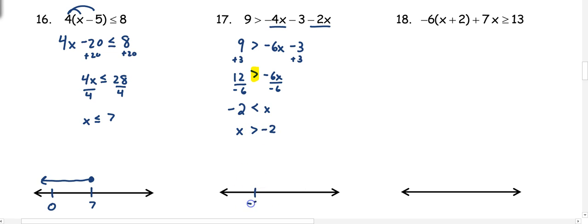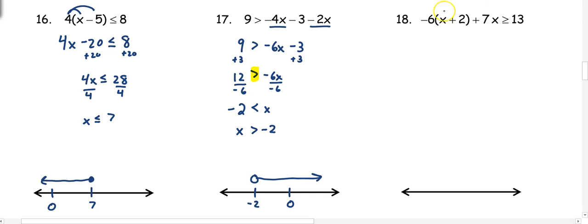So on the number line, I'm going to put negative 2 somewhere. I'm going to put 0 to the right of that because 0 is bigger than our negative number. And at negative 2, it's going to be an open circle. And then I'm going to shade to the right because it's a greater than sign.